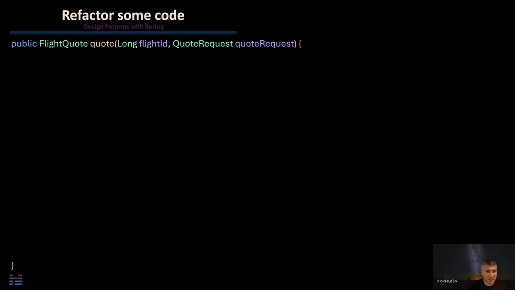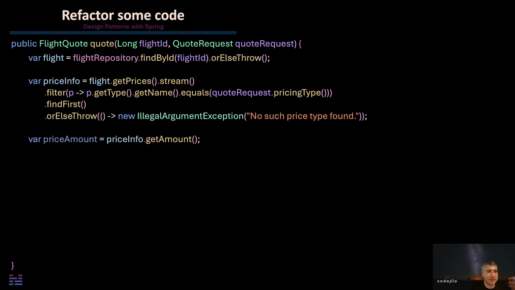And in a very general case, you may see people implement something like this. Okay, they find the flight by ID, that's fine. Then they find the price info when they filter the price object that we've seen before.